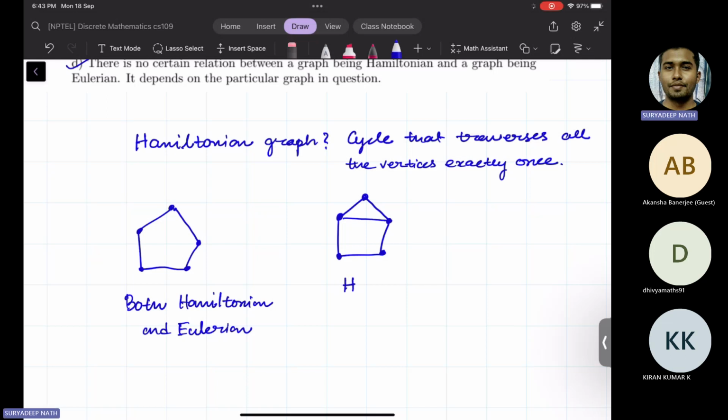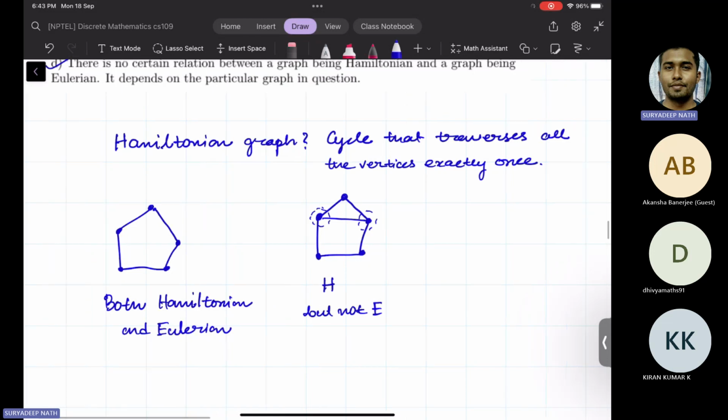Hamiltonian I'll write by H, but not E, because you cannot traverse through this middle edge without traversing through one of the other edges more than once. This is because the degree of these two nodes has become odd. So you need even degree. So this is not Eulerian.